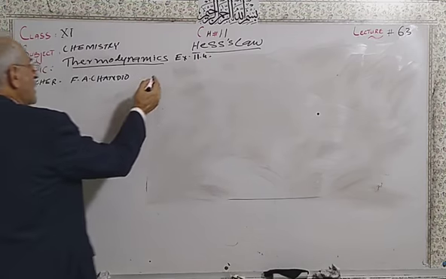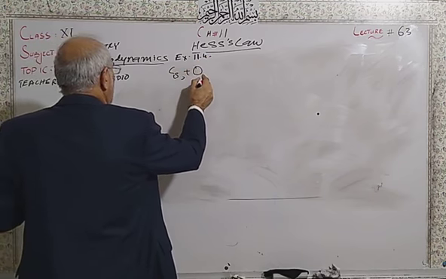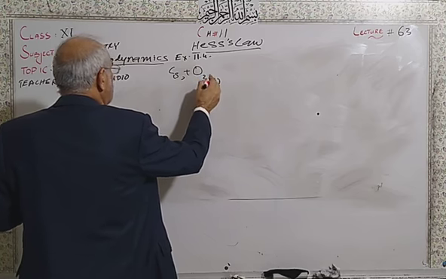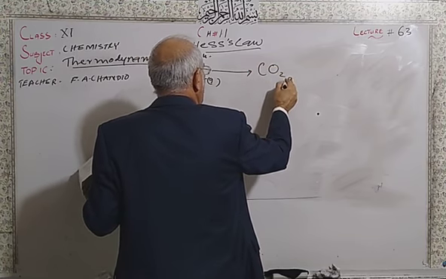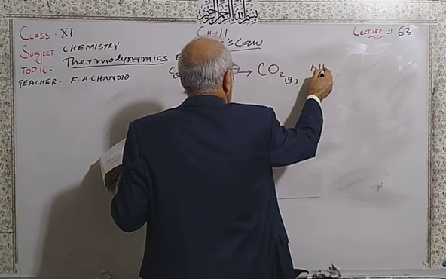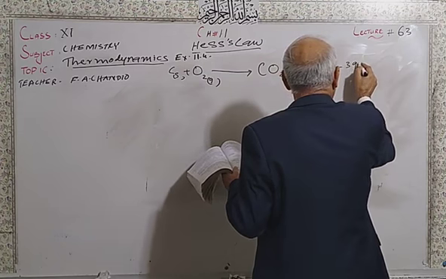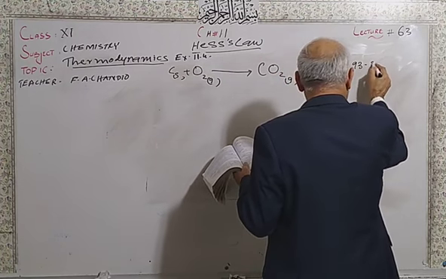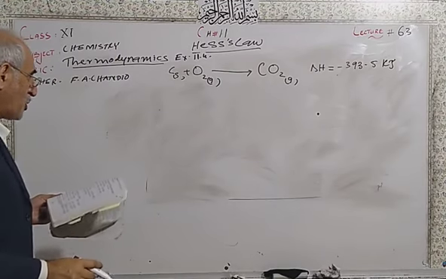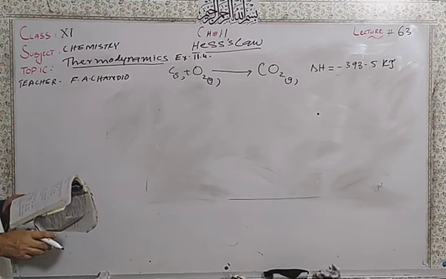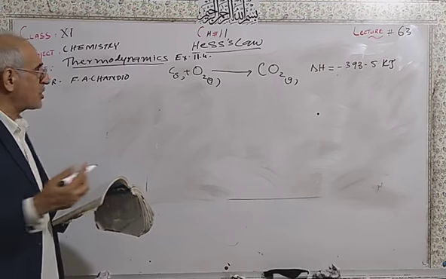In this example, carbon solid, 1 mole of oxygen, gives 1 mole of carbon dioxide gas, and delta H is minus 393.5 kilojoules. This is delta H. Then this chemical reaction completes in 2 steps.